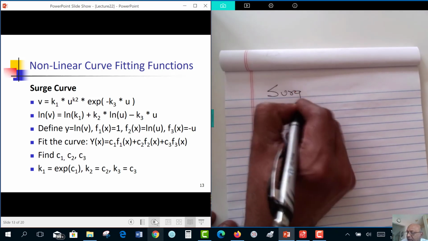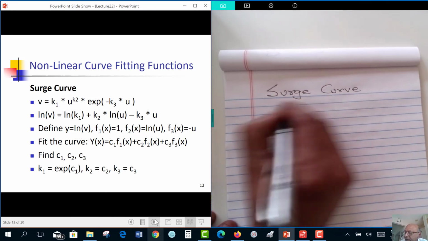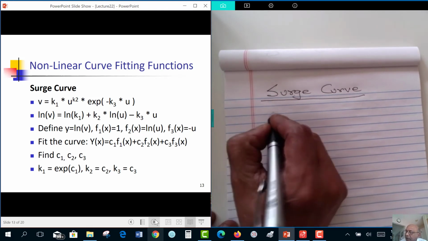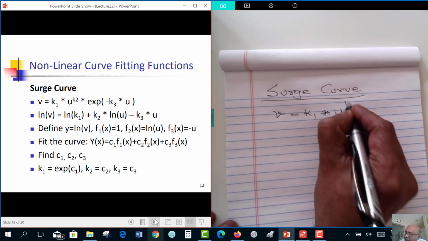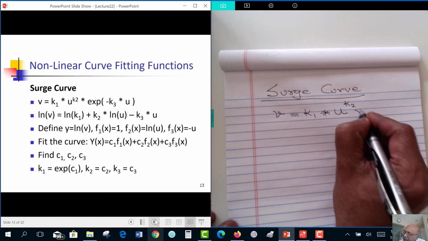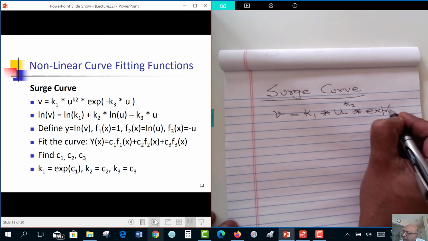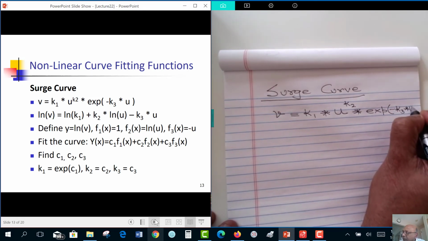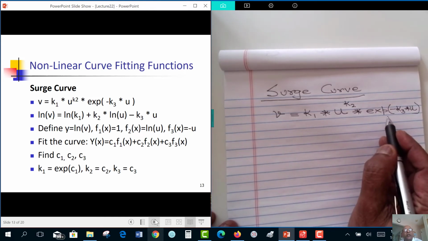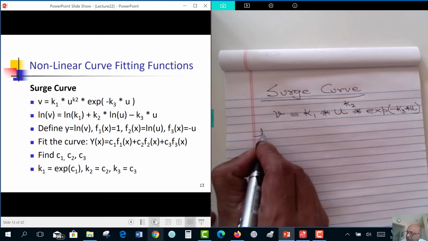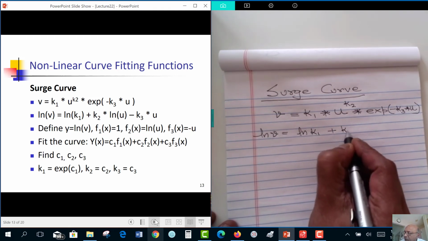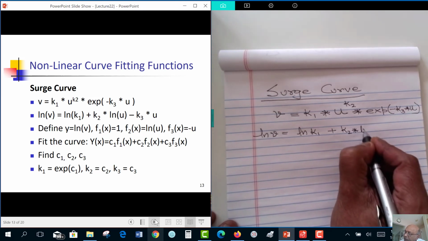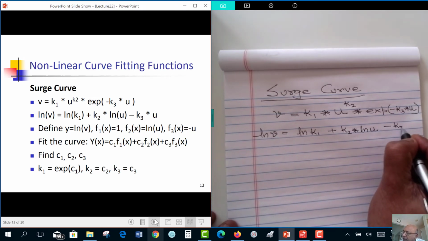So next curve is called surge curve. So here we have V is K1 times U to the power K2 times e to the power minus K3 times U. So notice power curve times exponential. So it's power and exponential curve combined. Now notice what will happen when we take log of both sides. We'll get log V is log K1 plus K2 times log of U minus K3 times U.